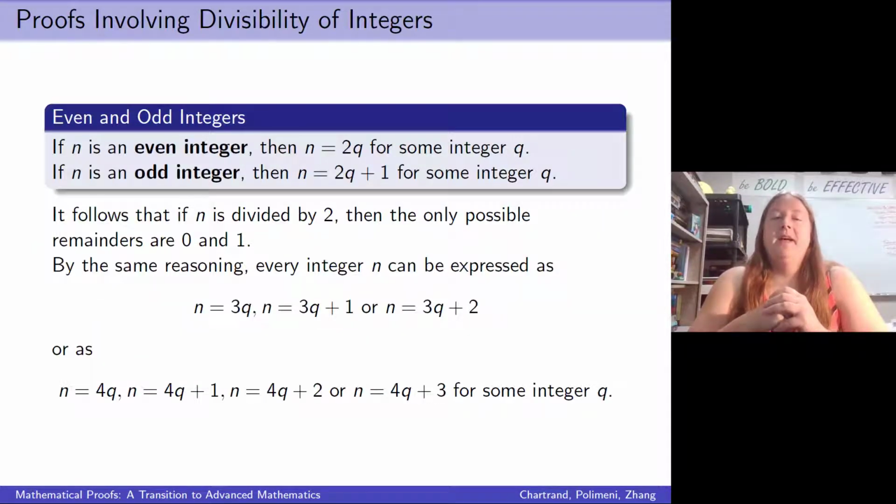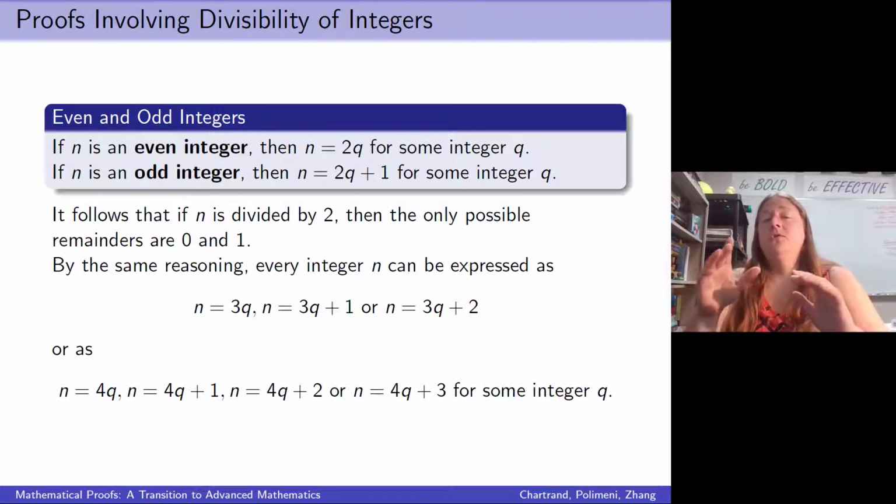Now, I want to go back to the definition of even and odd integers really quick. So remember when we define an even integer, we say n is even if n equals 2q for some integer q. And this is basically the definition of 2 divides n, right? So whenever we're talking about even, if I tell you that an integer is even, I'm telling you that 2 divides that integer.